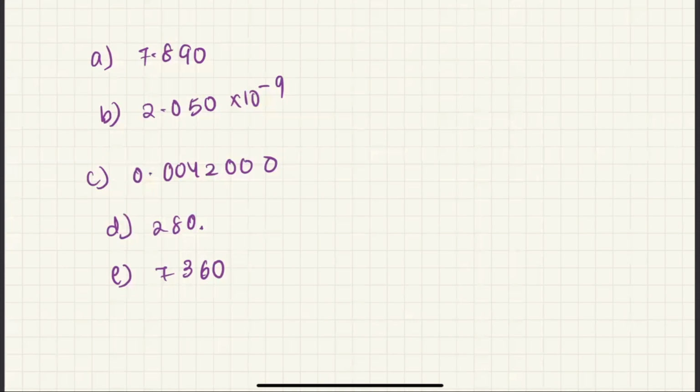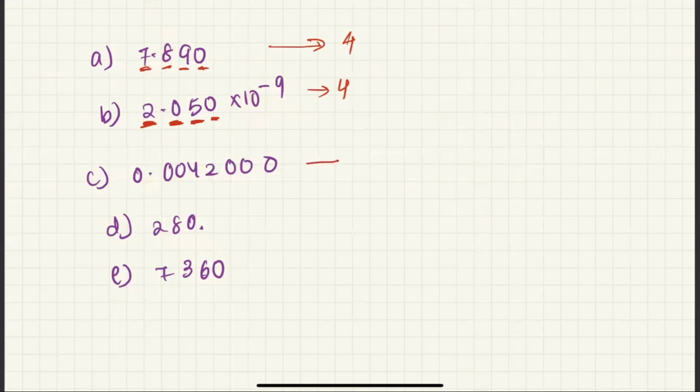Here we have 7, 8, 9. We know that these 3 are going to be significant, and then we have zeros at the end of a number. So we have to check whether there is a decimal point or not. There is a decimal point, so this is also going to be significant. So the significant figures is 4. What about this? 2 is significant, 5 is significant, 0 in between numbers is also significant, and 0 at the end is significant if there is a point or decimal point. So this is 4. And remember to just ignore this part.